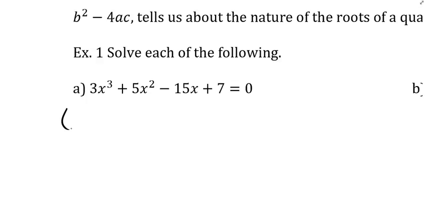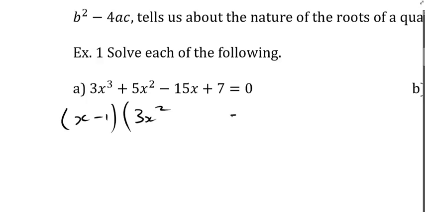One works. If you just add up the coefficients and get 0, then the 1 works. 3 and 5 is 8, plus 7 is 15, minus 15 is 0. So x minus 1. And what do we get left? I can use this little trick. This is 3x squared, this is negative 7 equals 0. And the middle term is negative 3x squared, so that's going to have to be plus 8x. Is that right?